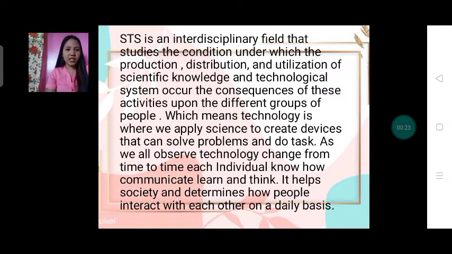Science, technology, and society is an interdisciplinary field that studies the contexts under which the production, distribution, and utilization of scientific knowledge and technological systems occur, and the consequences of these activities upon different groups of people. Technology is where we apply science to create devices that can solve problems and do tasks. As we observe technology change from time to time, individuals know how to communicate, learn, and think. It helps society determine how people interact with each other on a daily basis.